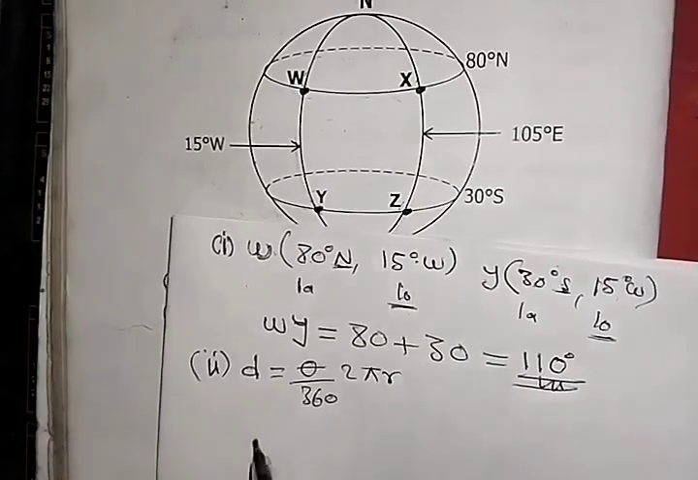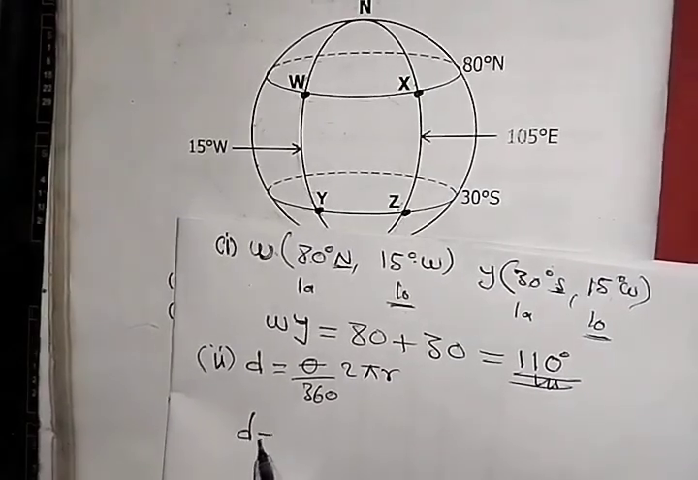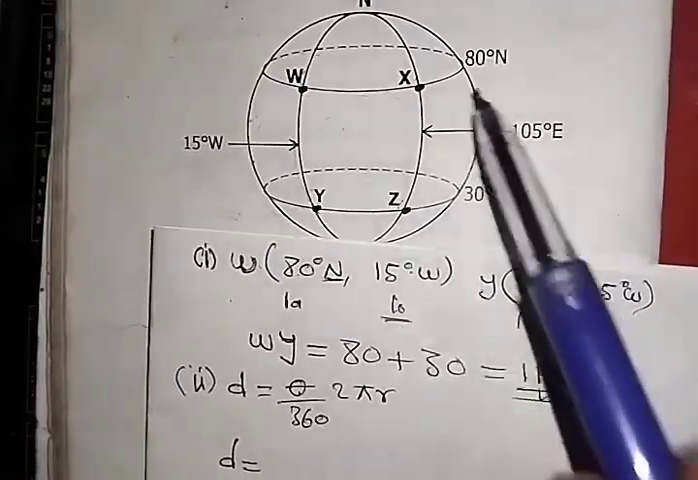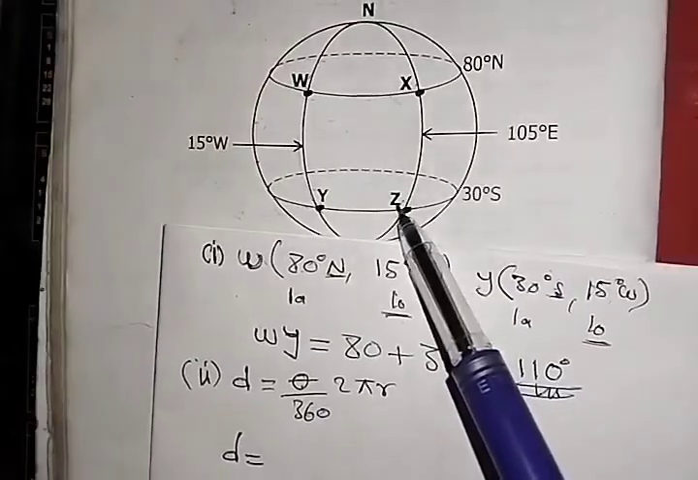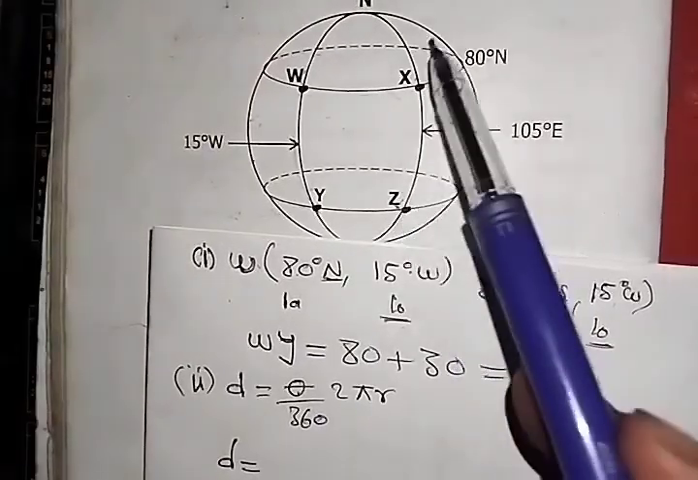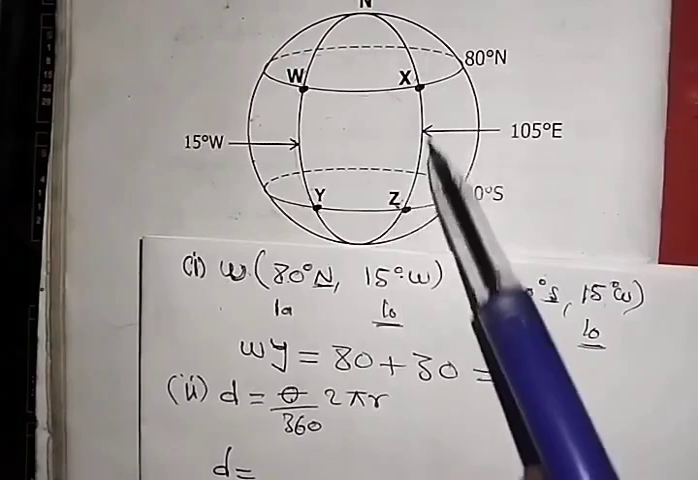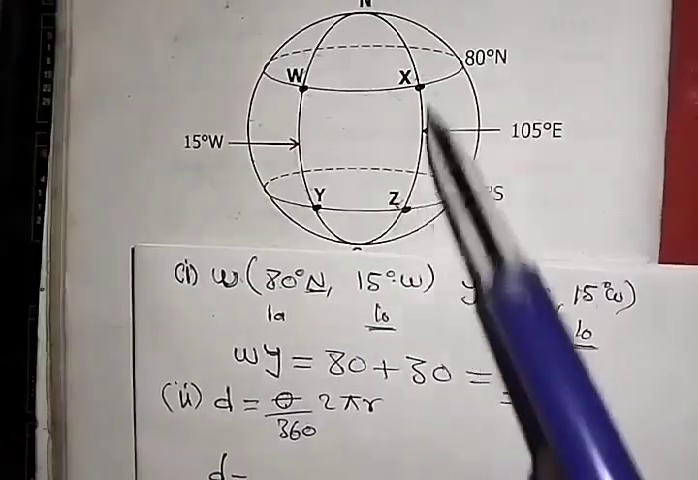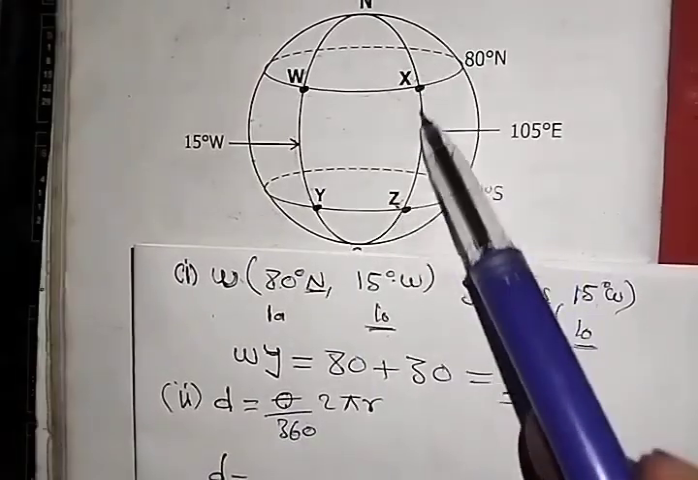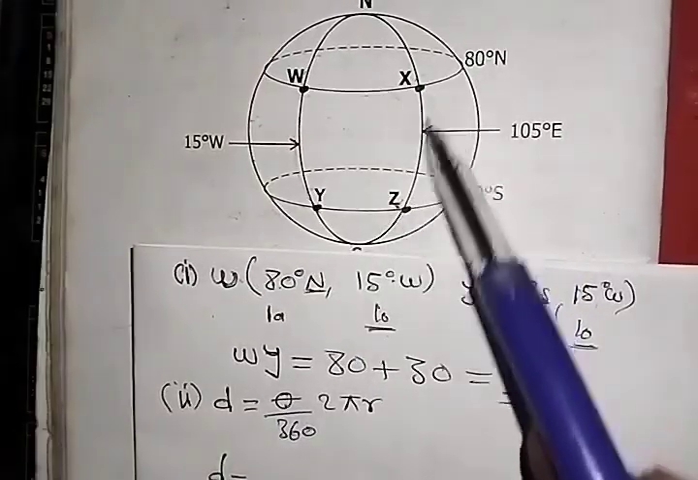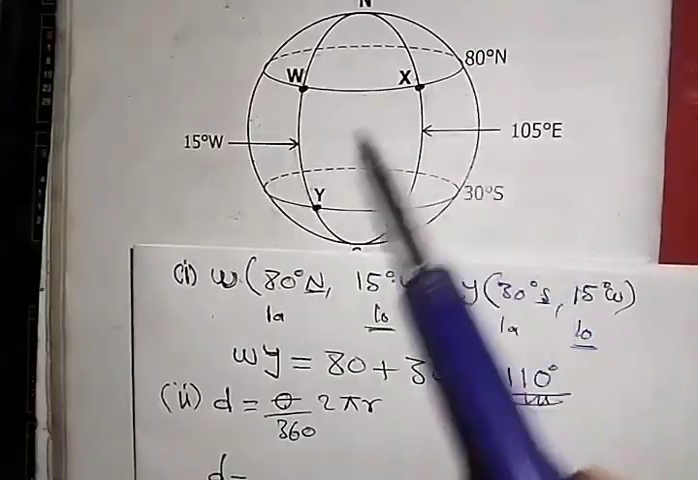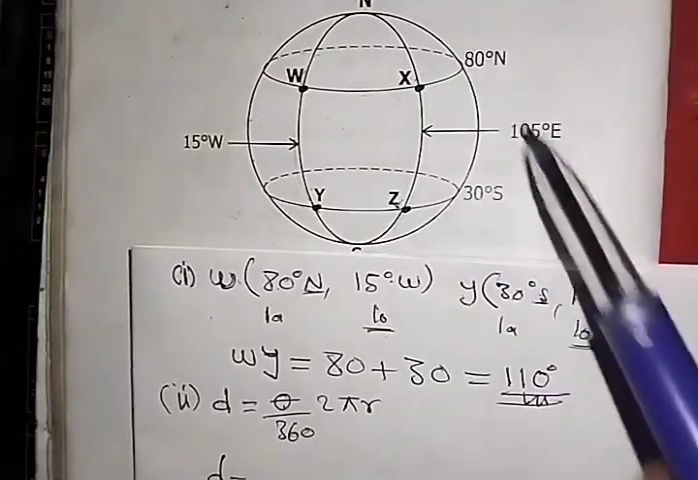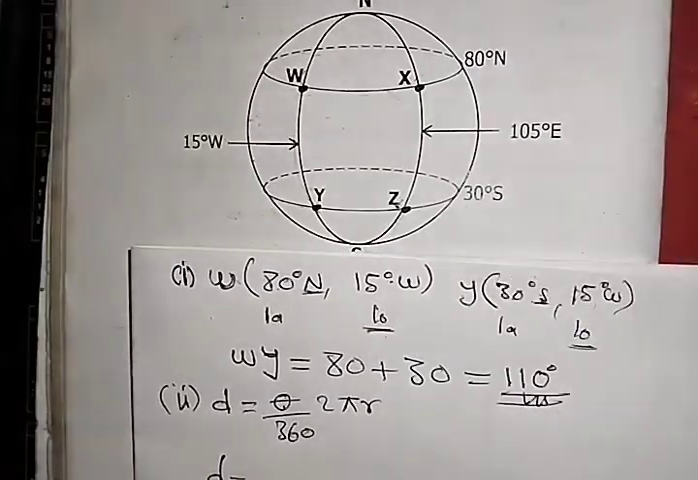So now our distance is equal to, what is theta? Theta is the difference between X and Z. X and Z are lying on the same longitude, so the difference is in latitude. Meaning that we are going to add 80 degree north plus 30 degree south.